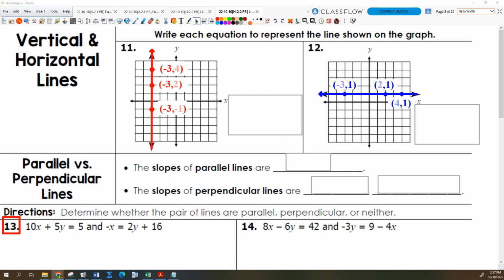We're going to talk about horizontal and vertical lines. Look at that red line that's graphed there. Can anybody tell me what the equation of that line is? It's vertical. The slope is undefined. You're right, but what's the equation of the line? Say it again. X equals -3.